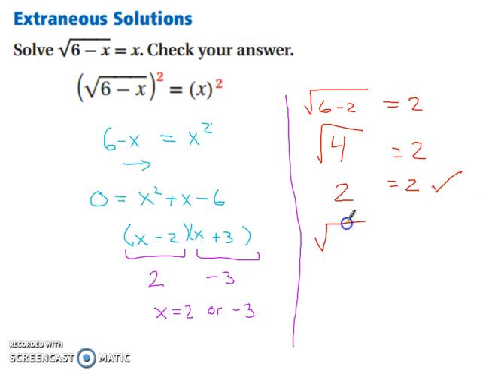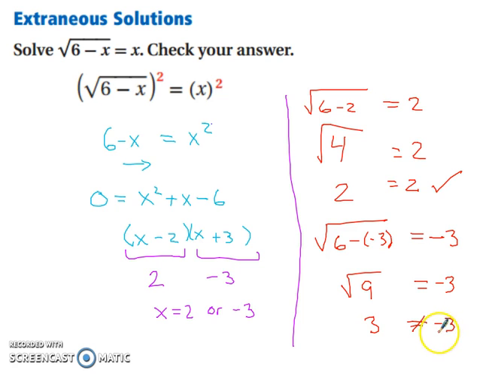So we have the square root of 6 minus -3, and we want to make sure that equals -3. So we end up with the square root of 9 equaling -3, but the square root of 9 is 3, not -3. So therefore, 2 is the only solution, and -3 is extraneous.